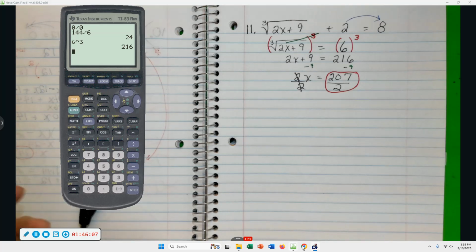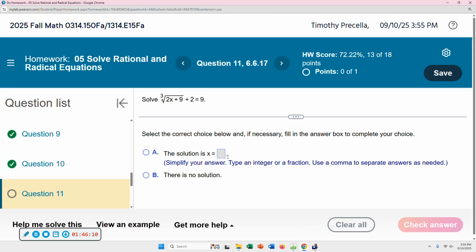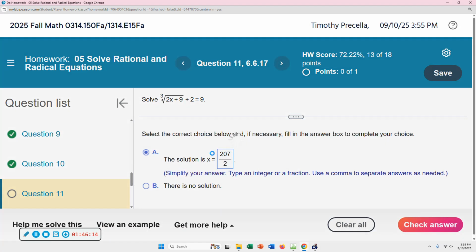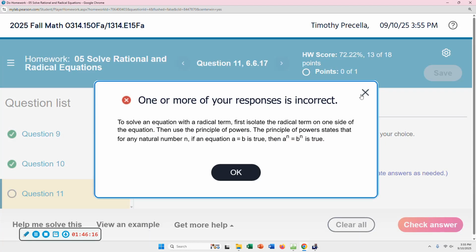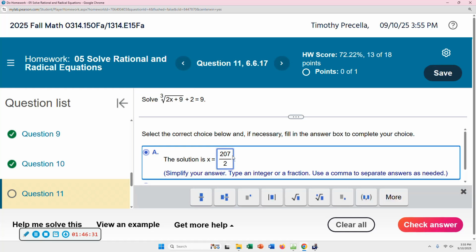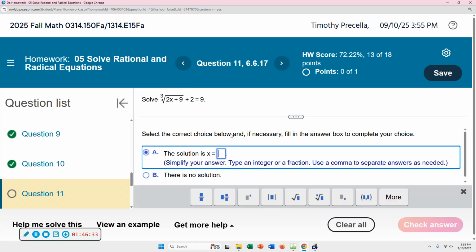Okay, let's punch that in. 207 over 2. Uh-oh. What did I do wrong? Did I miscopy the problem? Oh, my goodness. Well, wow. It's okay. We don't have to redo it. We don't have to write it. We don't get graded.